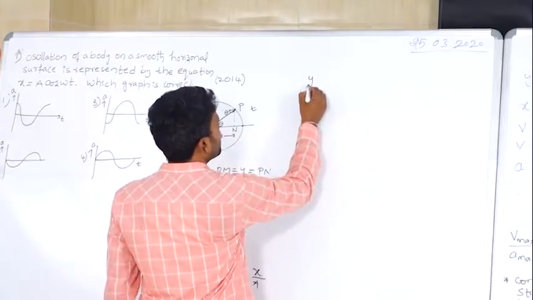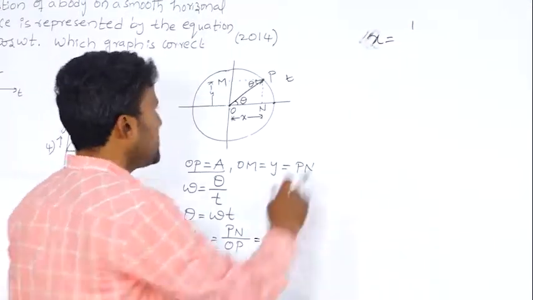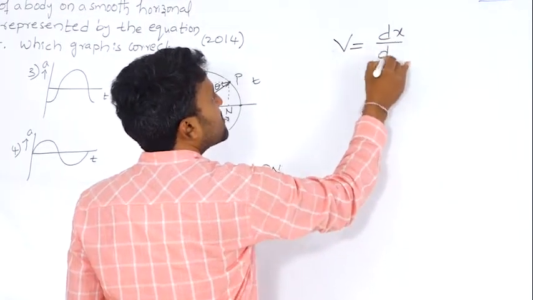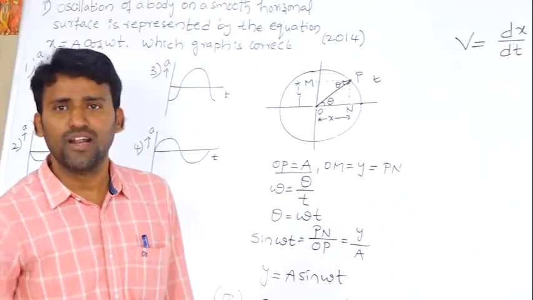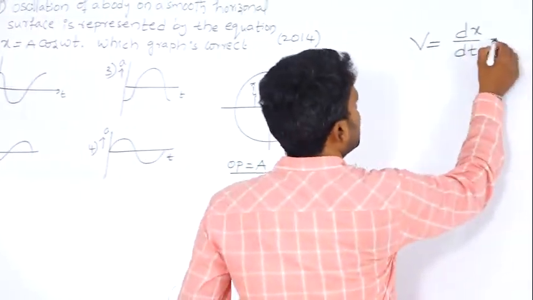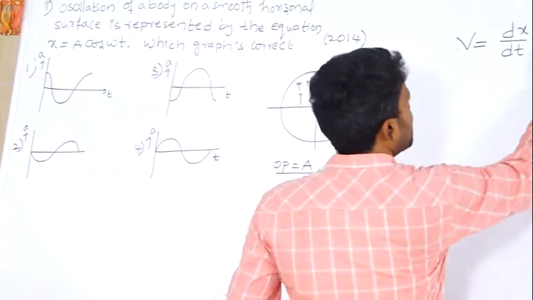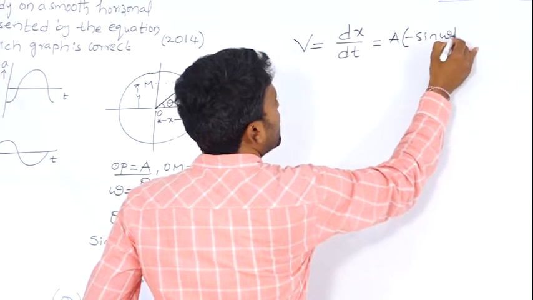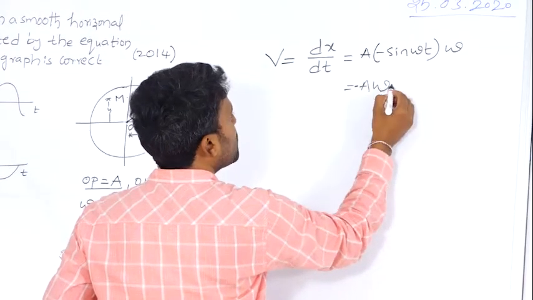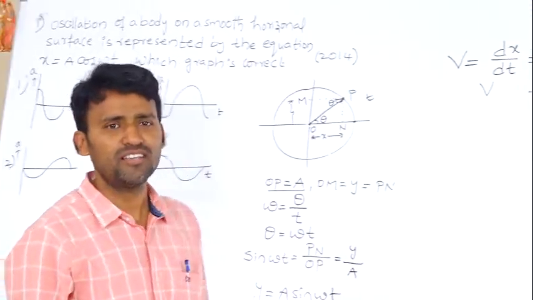Velocity is equal to rate of change of displacement. We know, everyone, velocity is equal to rate of change of displacement. So we have to differentiate this equation. That is equal to A, cos differentiation is minus sine, so I am writing minus sin omega t, and omega t differentiation is omega. Velocity is equal to minus A omega sin omega t.